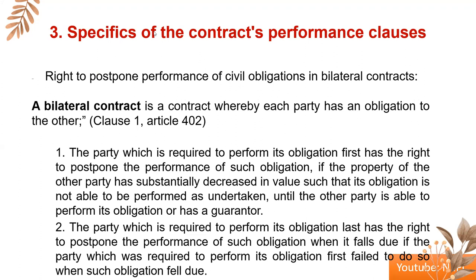If the property of the other party has substantially decreased in value, such that its obligation is not able to be performed as undertaken, the party may postpone performance until the other party is able to perform its obligation. The party which is required to perform its obligation later has the right to postpone performance of such obligation once the obligation of the party required to perform first has fallen due but it failed to do so.